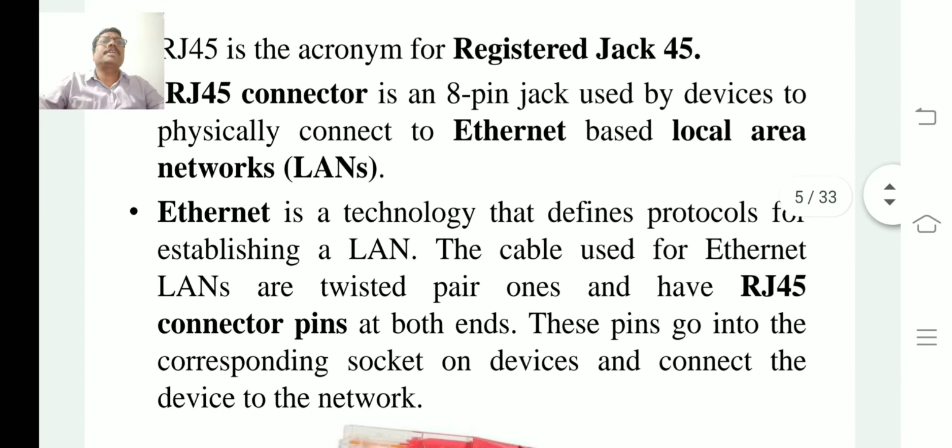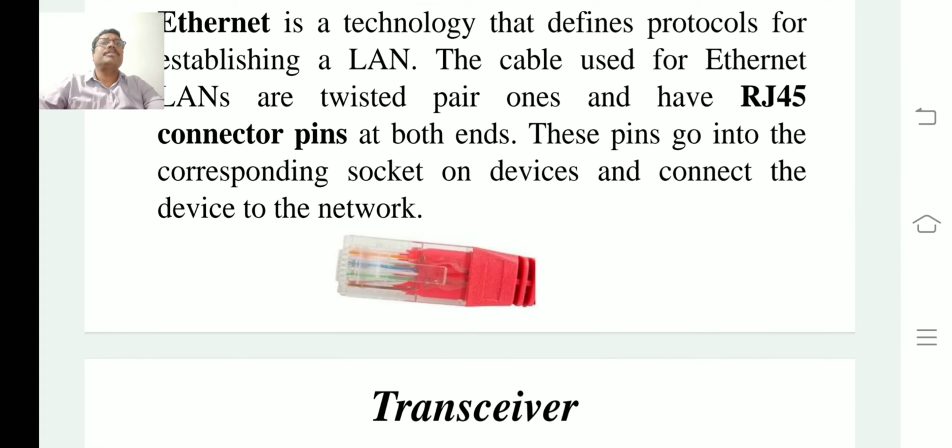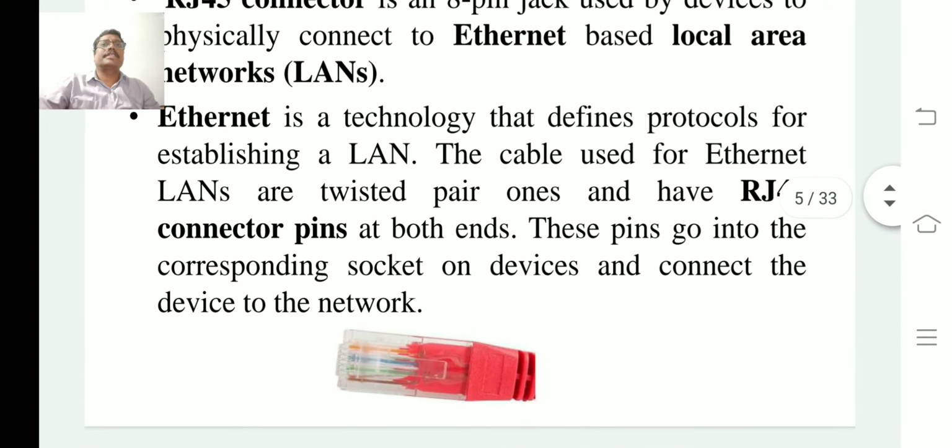The cables used for Ethernet LAN are twisted pair ones, used to connect from one device to another device in a LAN, and have RJ45 connector pins. At both ends of the cable we have RJ45 connectors. These pins go into the corresponding socket on the devices and connect the devices to the network. Like this, at the terminal we have the RJ45 connector to connect one device to another device in a LAN.